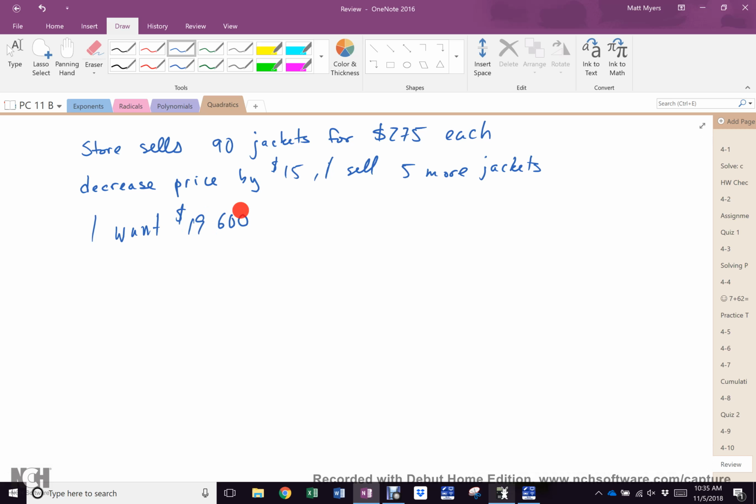Do I know how many jackets I'm going to sell? No. I know that when I sell 90, I get this much. For this much money, it works. But I'm trying to work out how much I got to sell to make that. Right? So what's the math? How do I decide how I make money? I got 90 jackets, $275 each. How do you tell me how much money I made this winter? I multiply them together, right?